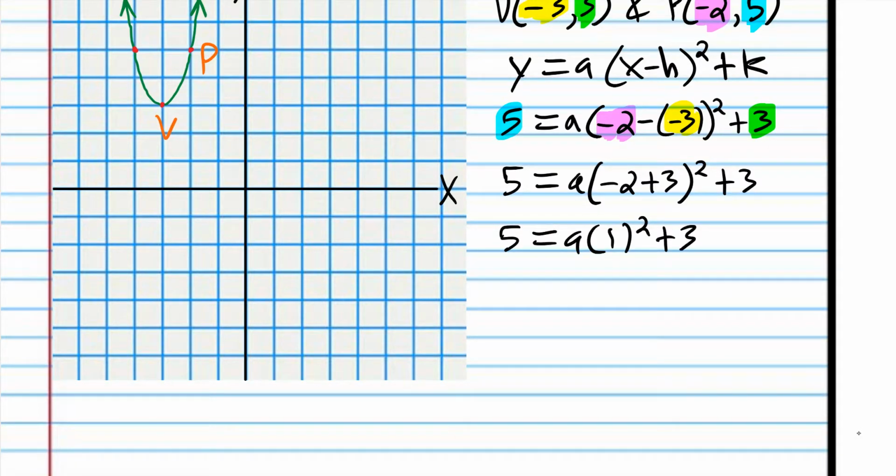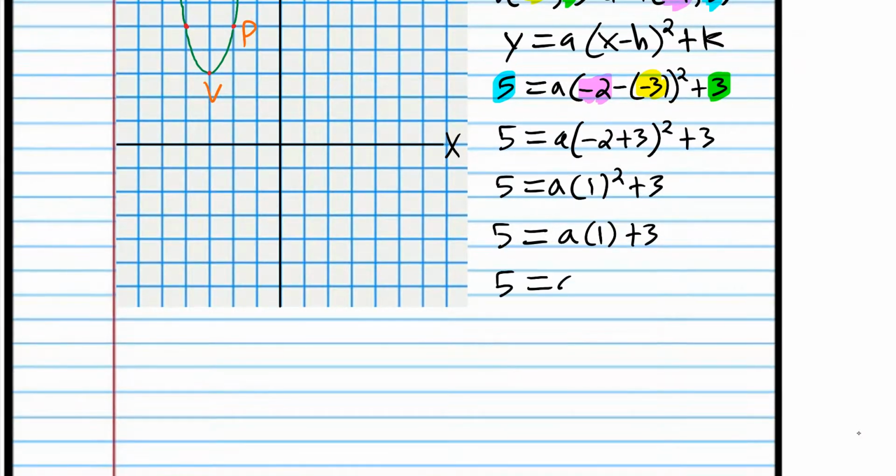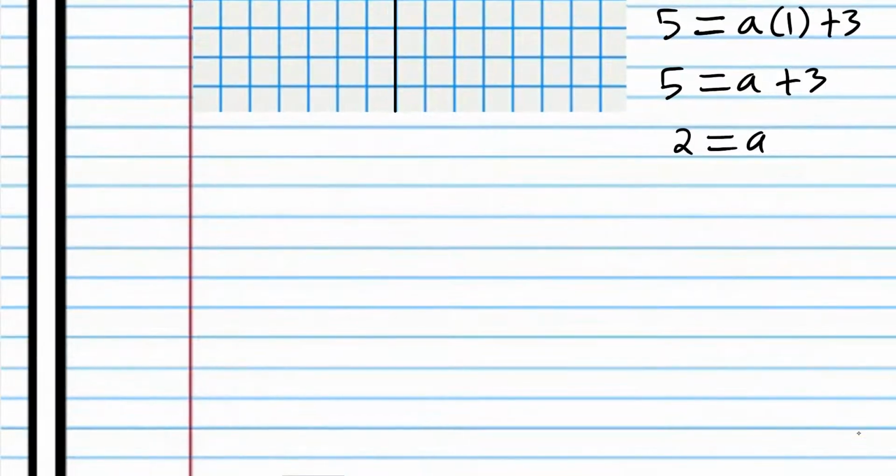I have to stop making my A look like a 9. And 1 squared is 1. And A times 1 is A. And subtract 3 from both sides, and we get A is equal to 2. So now we just move on to the second step, which is to find the equation. That was the whole point of the problem. The equation of that parabola on the graph.